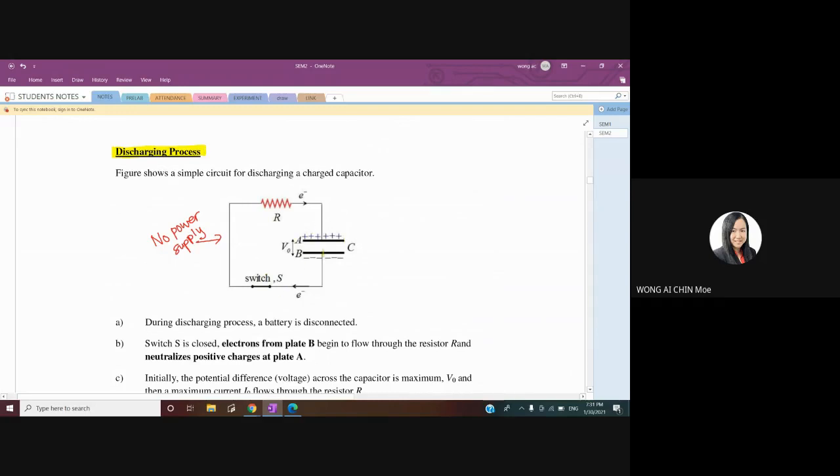When it is fully charged, plate A is positive and plate B is negative, so there is a potential difference across A and B. During the discharging process, these are the keywords: when the question says the battery is disconnected, meaning the battery is taken out and there is no power supply, you must know that is the discharging process.